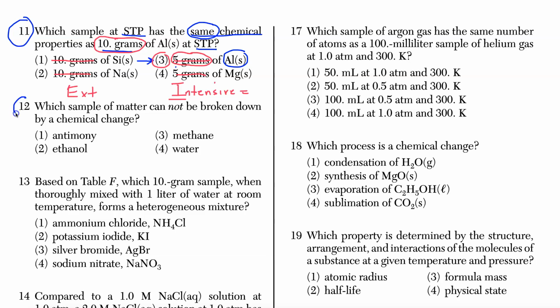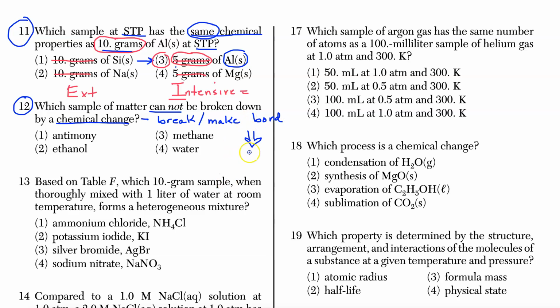Number 12. Which sample of matter cannot be broken down by a chemical change? A chemical change is breaking bonds or making new ones. It's all about creating a new substance by rearranging the atoms. So we either break old bonds or make new bonds, and that always leads to a new substance.